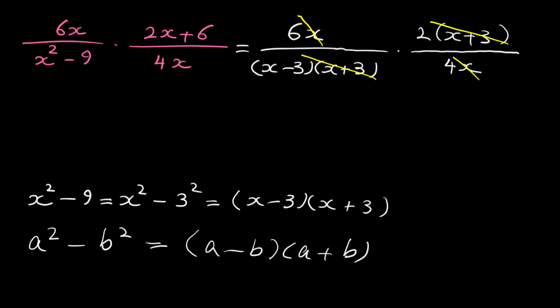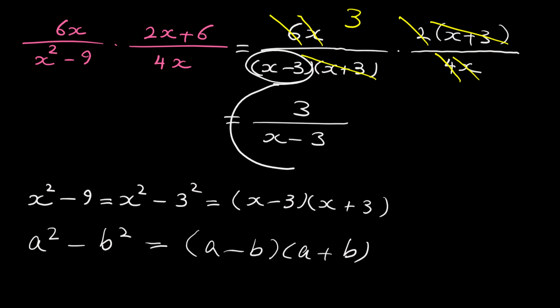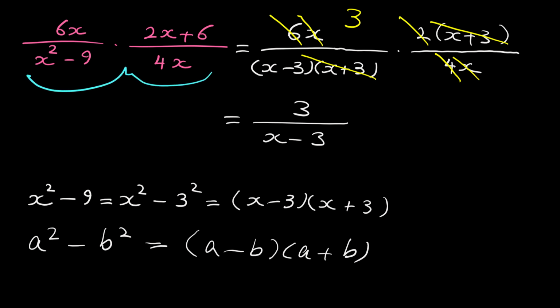So if we multiply numerator by numerator, 6 times 2 is 12. This 12 simplifies by 4. 12 divided by 4 is 3. So we have a 3 in the numerator. And from the denominator, we have only x minus 3, this factor. And this is the answer of multiplying these two rational expressions by each other.